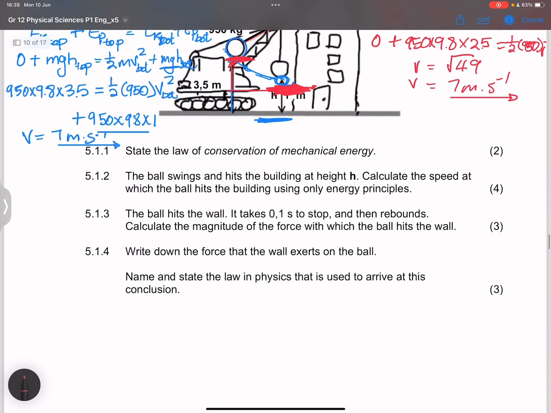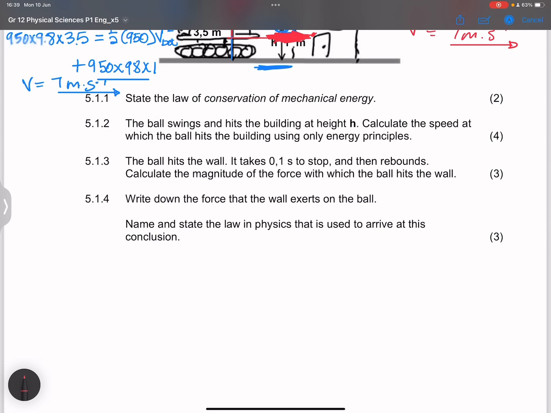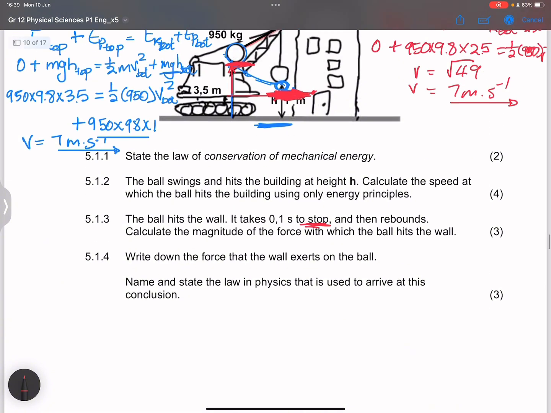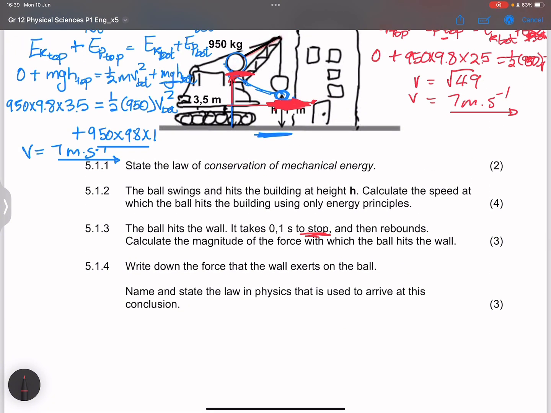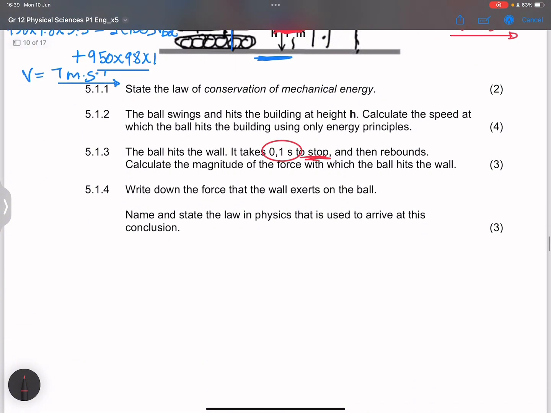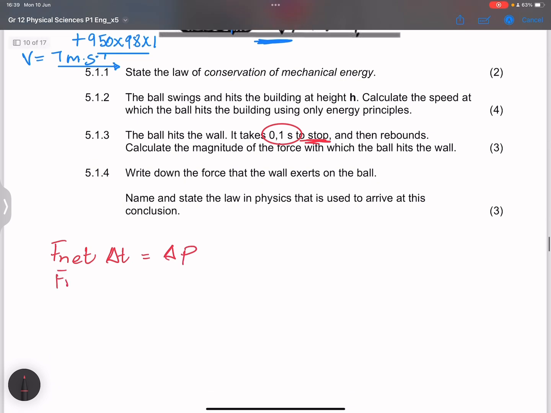They say the ball hits the wall. It takes 0.1 seconds to stop. So remember, it got to the wall at that speed of 7 meters per second, and it stops within 0.1 seconds. And they say it then rebounds. Calculate the magnitude of the force with which the ball hits the wall. So we're going to use our impulse momentum equation. F net times delta t is equal to the change in momentum. We're looking for the net force.